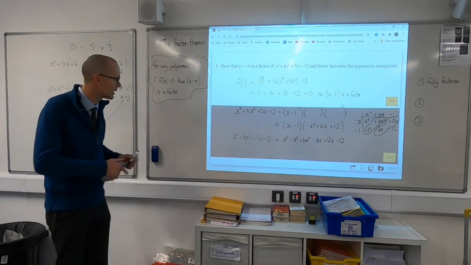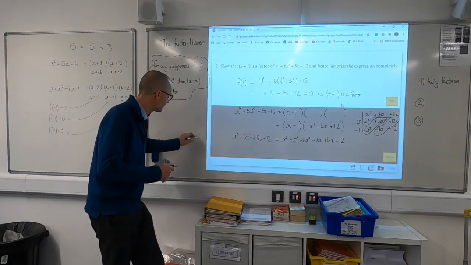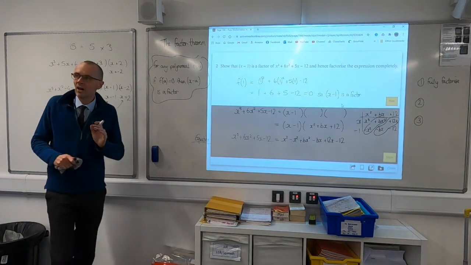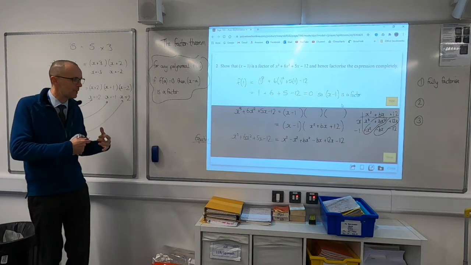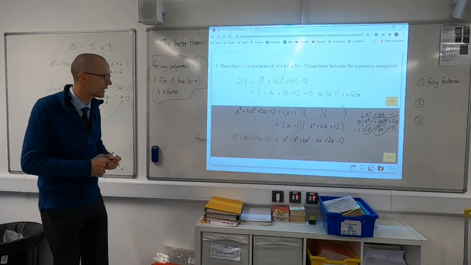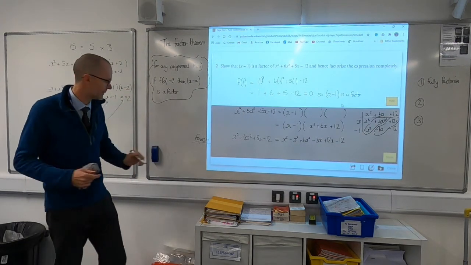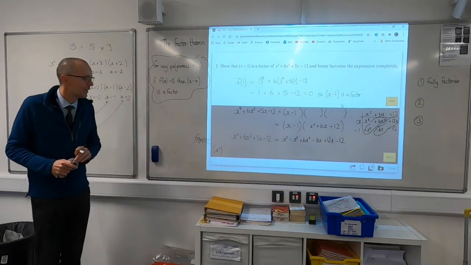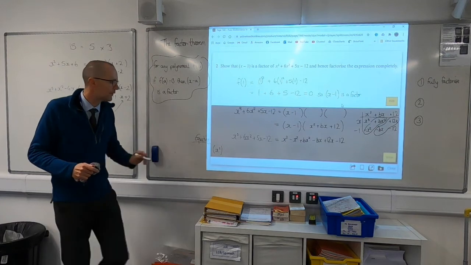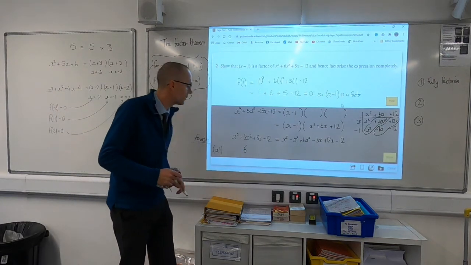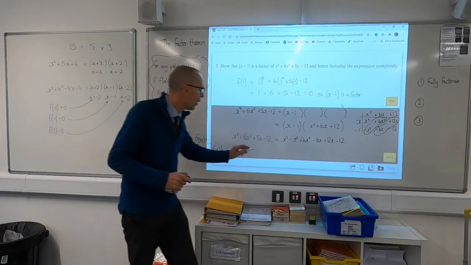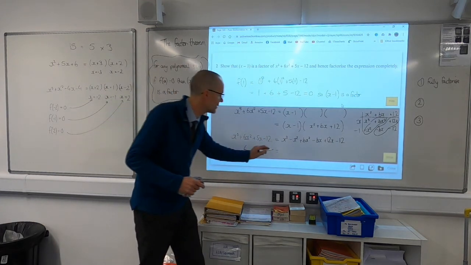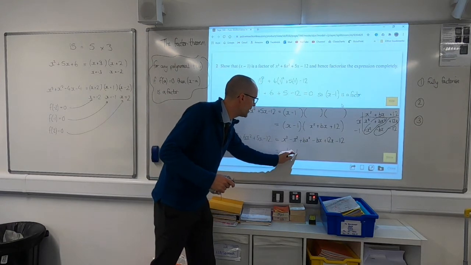So what we do is a process called equating. Equating says, I know that I've got to have the same number of each term on each side. So let's look at the x squareds. I'm going to equate the x squareds. On the left-hand side, I've got 6 x squared. On the right-hand side, I've got minus 1 x squared, and I've got b x squared.